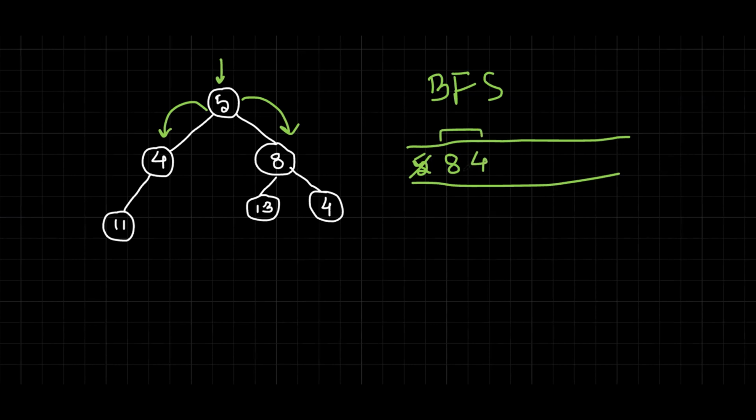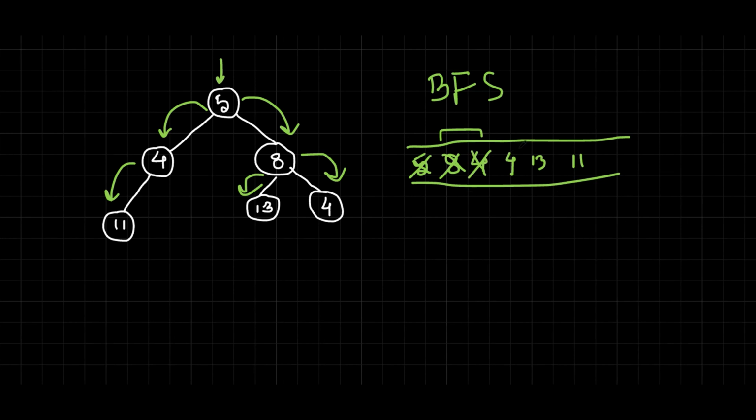For the node 8, we have to add the right subtree value, which is 4, and then we have to add the left subtree value, which is 13. Then we have to remove 8 from the queue. Now our top element of the queue is 4. So we have to add the left subtree value, which is 11, to the queue. And we have to remove the element 4. Now we have to run this process until the queue becomes empty.